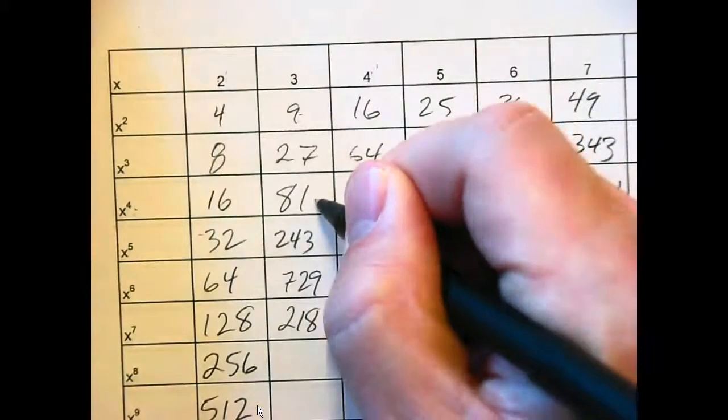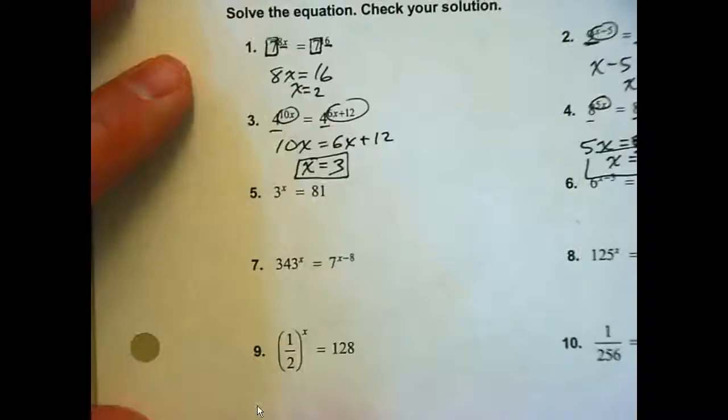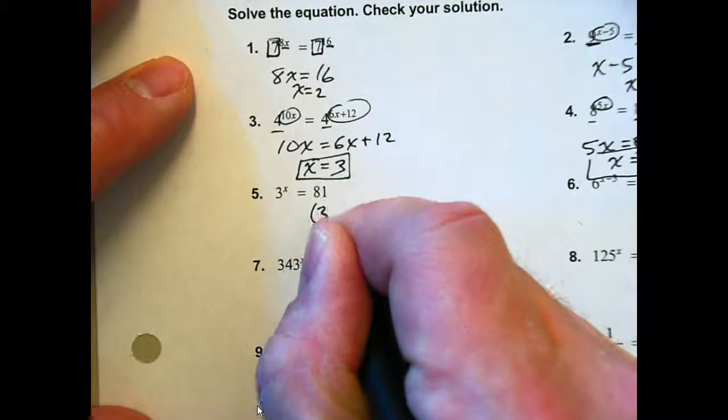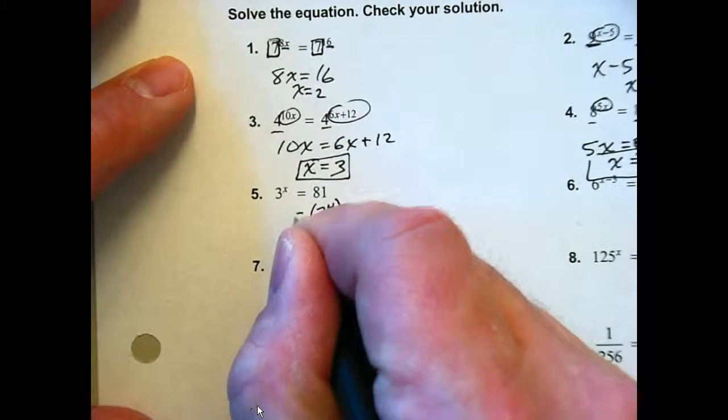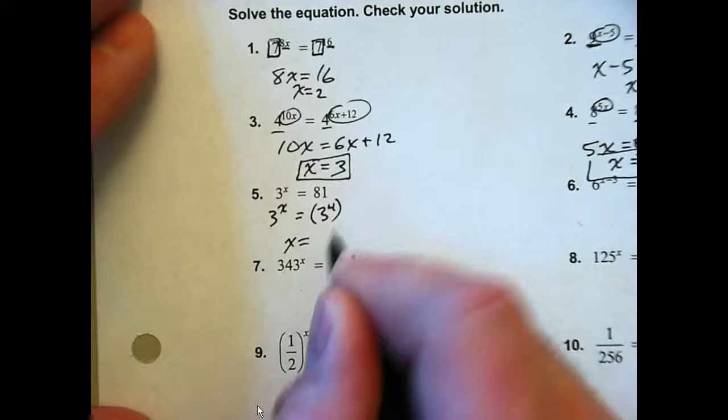So I need to go to 3, follow down, there's 81. That's 3 to the 4th power is 81. So replace 81 with 3 to the 4th power. So 3 to the x equals 3 to the 4th, so that means x equals 4.